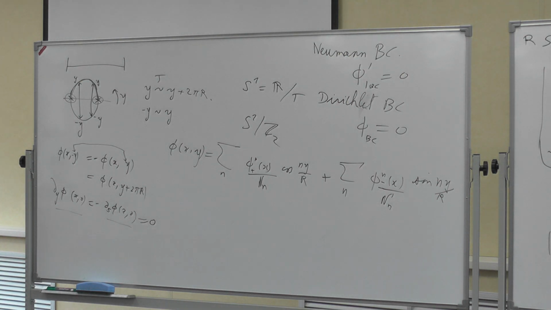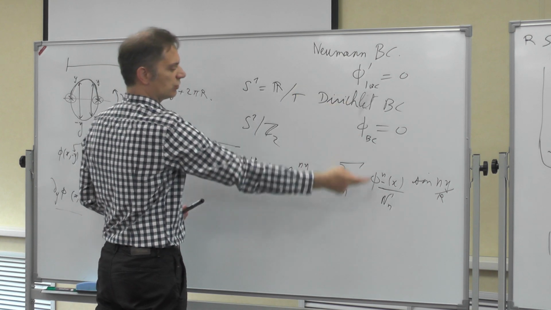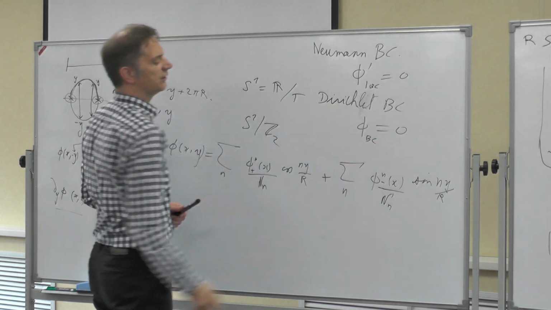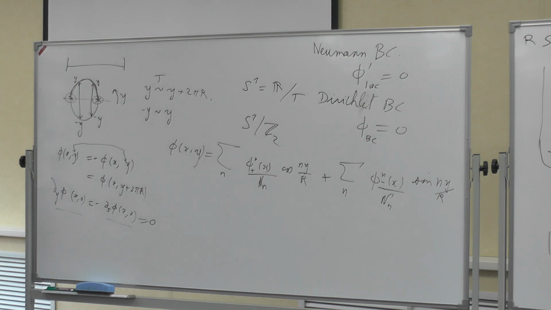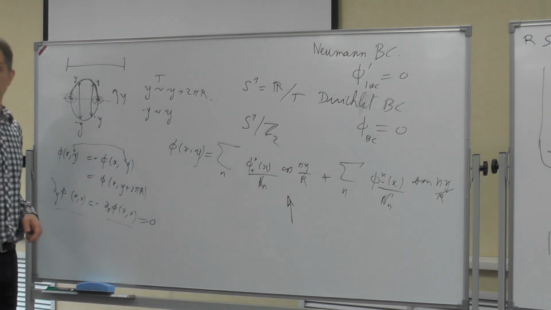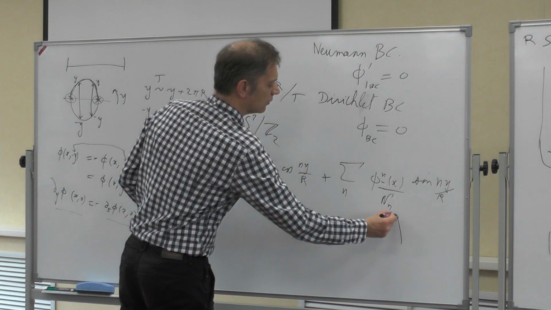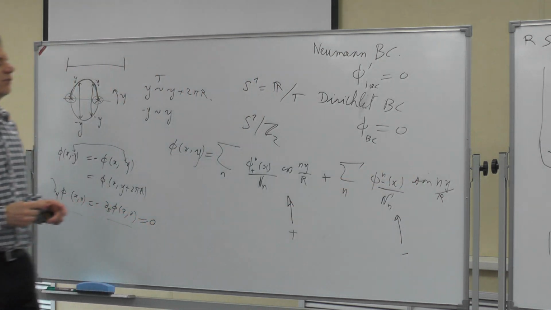And then this mode phi plus certainly satisfies this Neumann boundary condition, while the mode phi minus satisfies the Dirichlet boundary condition. So you have different types of fields. You have some field that satisfies this plus boundary condition, and then the Kaluza-Klein excitation will really be this cosine mode. So this is a plus field, and the minus field will have this other wave function.